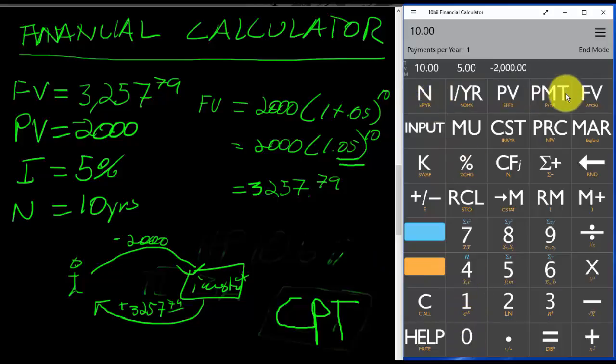I'm ignoring payments. We'll deal with that later. And all I'm going to do is hit my future value button. Boom. 3,257.79. Easy cheesy. And you'll note it's the same thing we got by calculating the long way. Good luck.